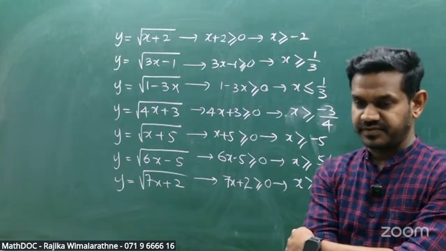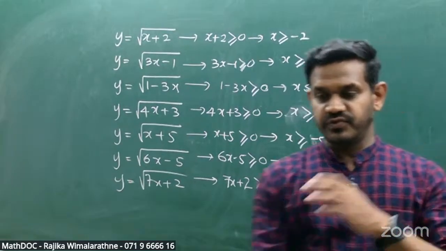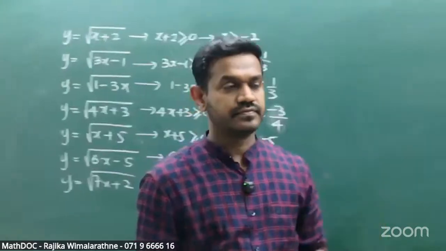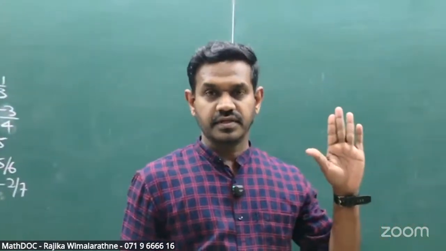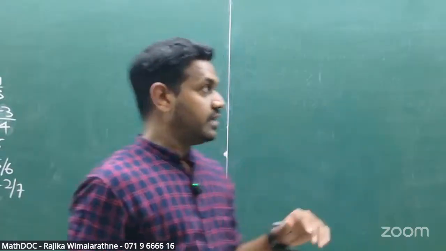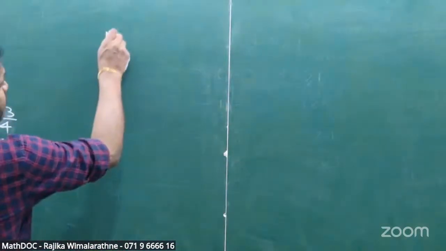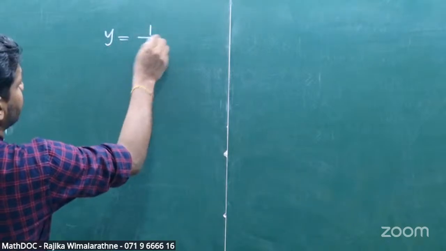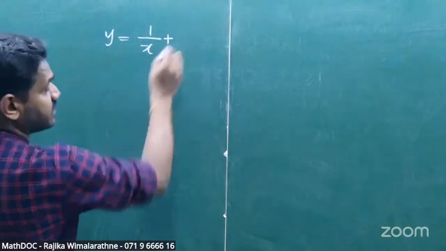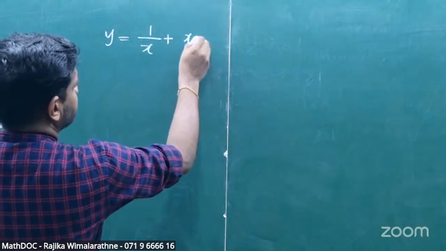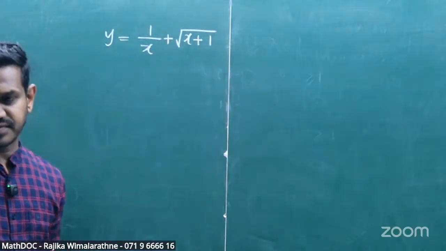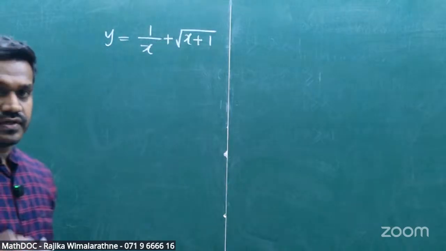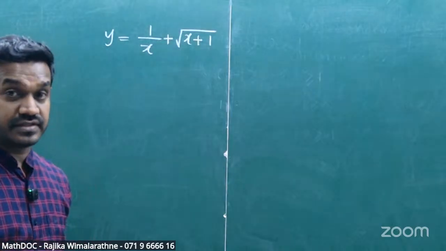Okay, I think time's enough. Now let's move one step further. Take this: consider y equals 1 over x plus the square root of x plus 1. That is just a hybrid type of function.